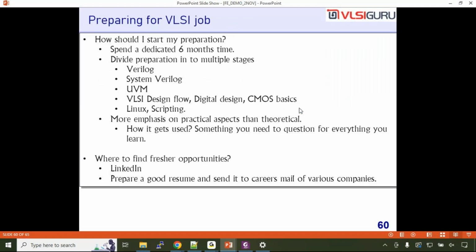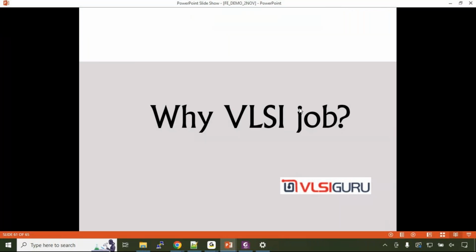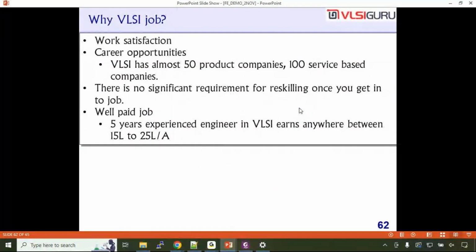Choosing the right domain, preparing for a job, all those things. Why is a VLSI job good? Work satisfaction. There are a lot of opportunities. It is limited to a limited set of people. Not everyone can try for a VLSI job, whereas software jobs are open to many people, many domains. There is no significant requirement for reskilling. So this is very important.